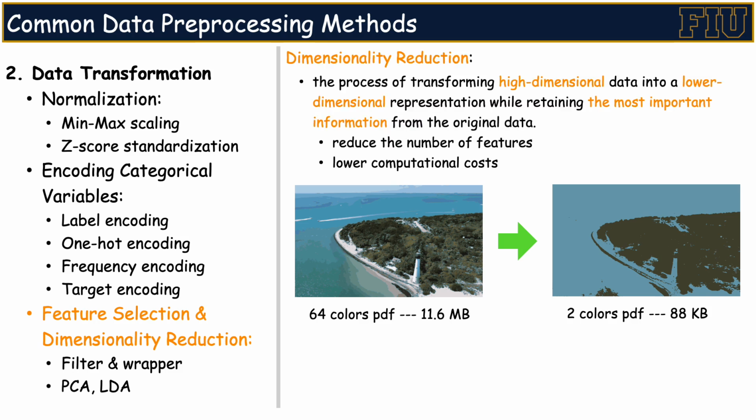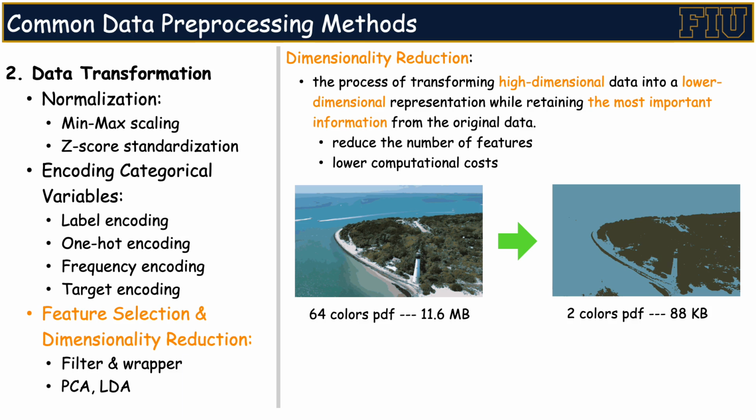I believe you now have a pretty intuitive understanding of why dimensionality reduction is important. Now, let's look at the definition of dimensionality reduction. It's the process of transforming high-dimensional data into a lower-dimensional representation while retaining the most important information from the original data. The terms high-dimensional and low-dimensional are easy to understand. The key question is, what do we mean by the most important information? Once we clarify that, we can choose the useful features accordingly.